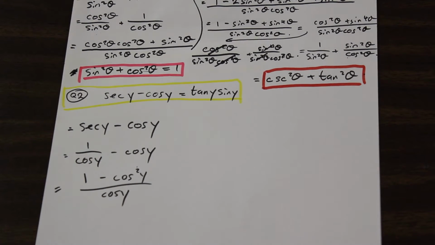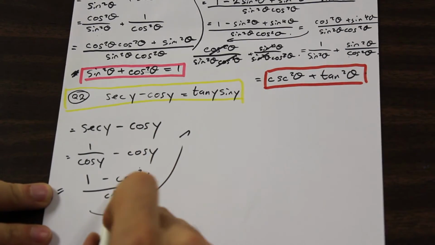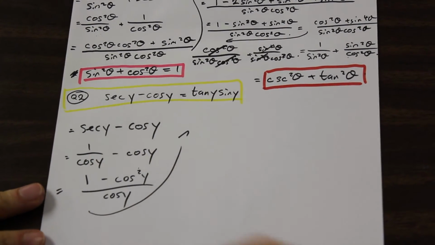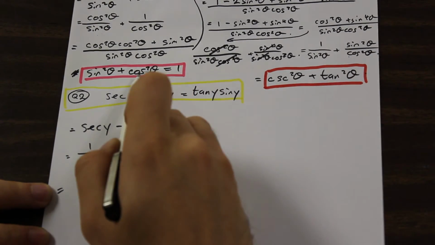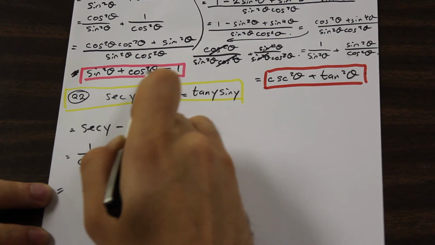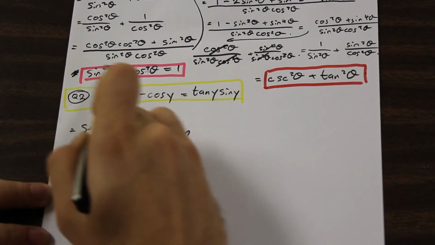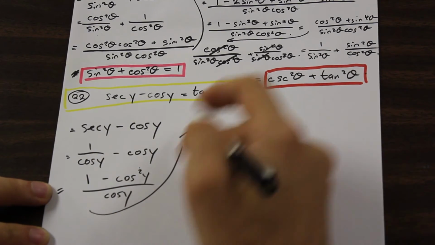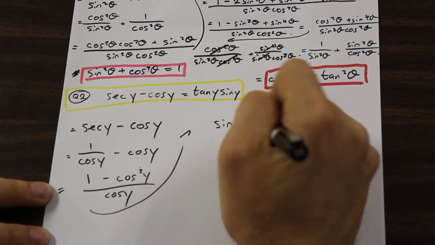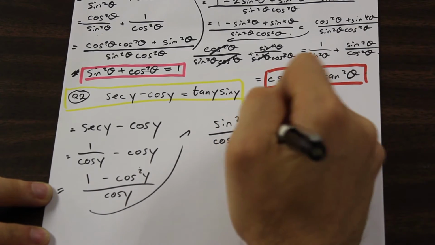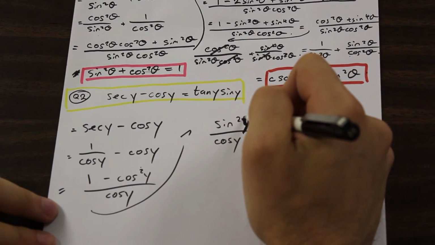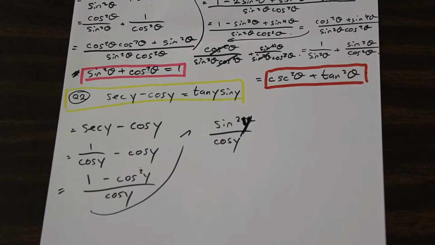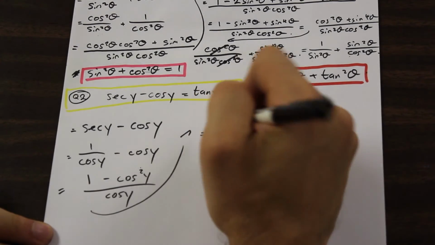Do we see any familiar pattern from the first question? We do. We have this common identity that's always going to be showing up: sine squared theta plus cosine squared theta equals 1. If we isolate for 1 minus cosine squared theta, moving this to the other side, that's going to be equal to sine squared theta, so we can plug that in for the top here. If we plug that in, we'll have sine squared y over cosine y.